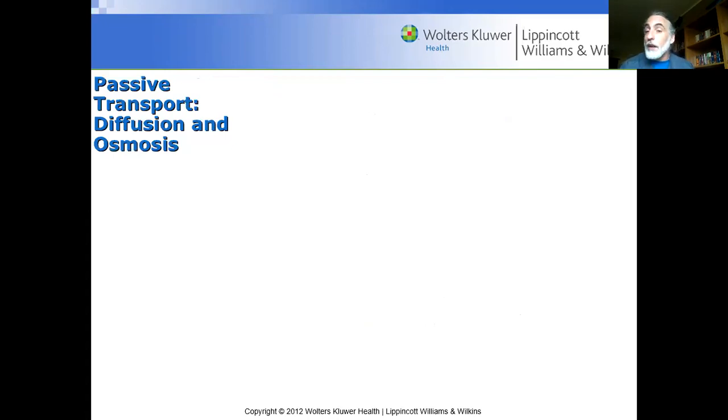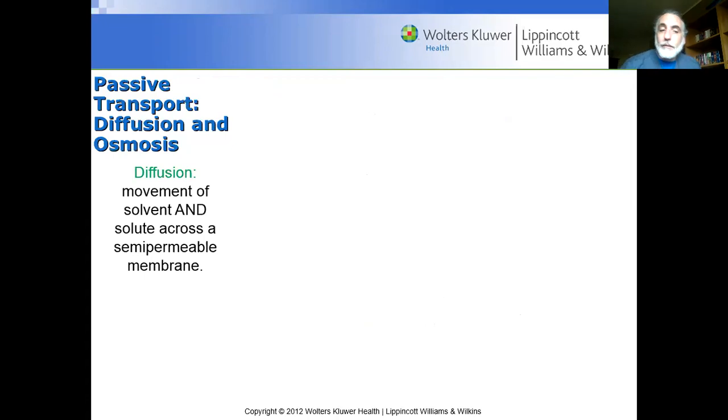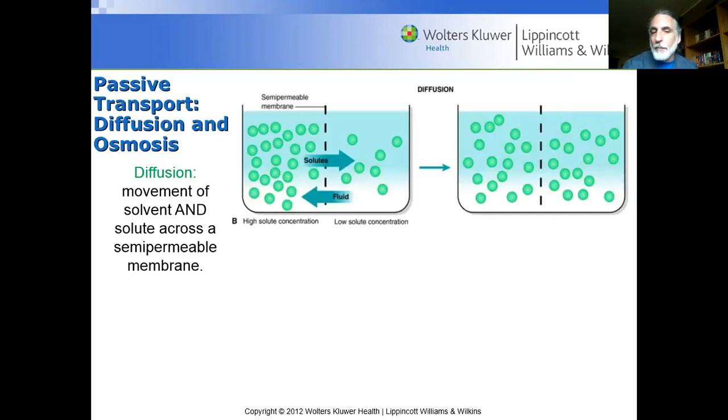All right, diffusion and osmosis. Diffusion is the movement of solvent and solute across the semi-permeable membrane. So not only does the water move across the filter, but so do the coffee grounds. Okay, those are crappy coffee filters. So here you go, a semi-permeable membrane. You've got a high solute concentration and a low solute concentration, and fluid moves across, solutes move across, and it becomes balanced. Makes sense?